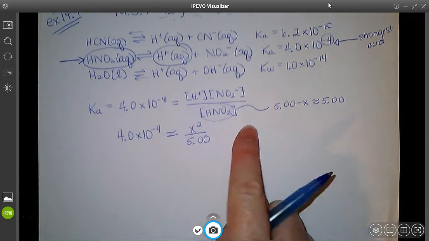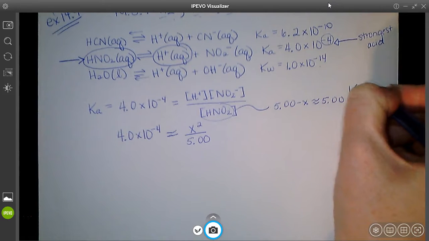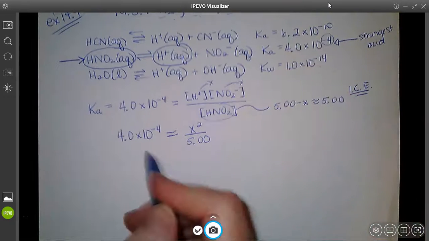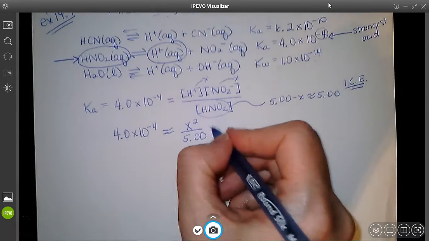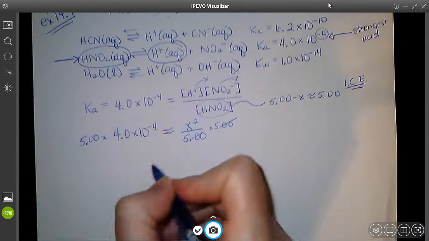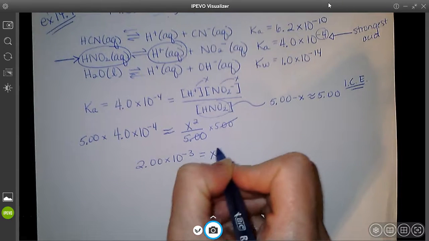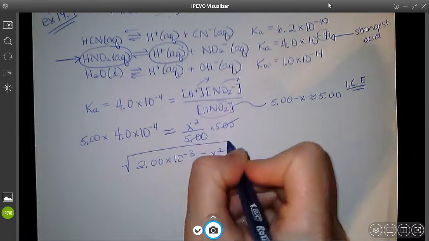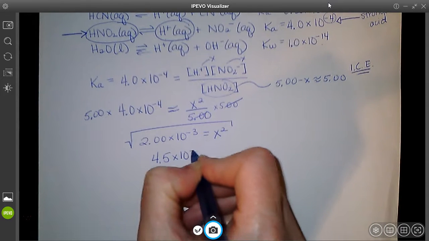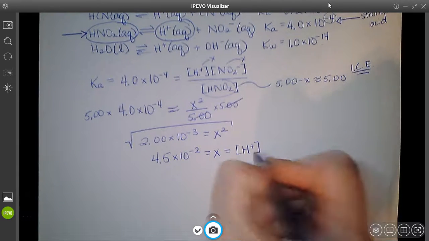So if you don't know how to do this, go back to the old notes and figure out, I would have gotten this from an ICE chart, where these are X and that's X. All right, we're going to multiply both sides by 5.00, and then we get 2.00 times 10 to the negative 3 equals X squared. We take the square root of that. 4.5 times 10 to the negative 2 equals X, which is also your hydrogen ion concentration.